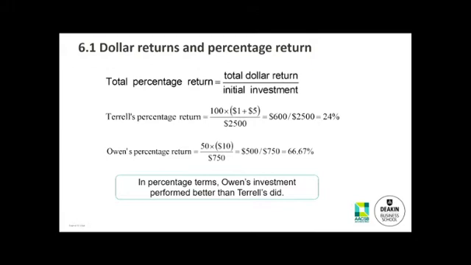For the second investment, your total dollar return, how much is it? $500. But your initial investment is $750, and your percentage return is 66.67%. Do you agree? Which one is higher? And is this the reason that we say the second one is better? Do you guys agree?